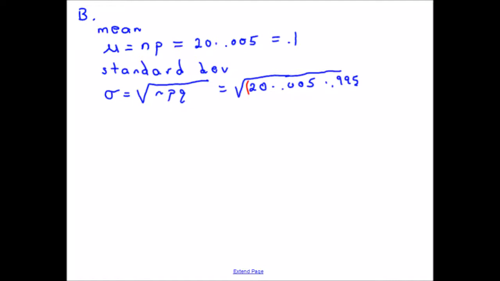Remember parentheses. Multiply, then square root. This particular example, 0.315. So that's calculating the mean and standard deviation. It's creating the distribution. Common errors for this last part, not including the parentheses or forgetting to take the square root. So that's calculating mean, standard deviation and creating the binomial distribution.